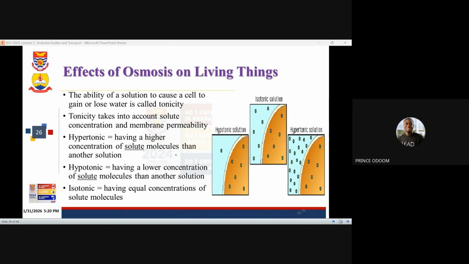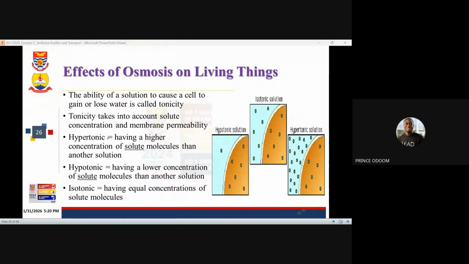So that is tonicity. You cannot just see one solution lying down in the lab and say, hey, this is a concentrated solution, this is hypotonic, this is hypertonic, this is isotonic. No, you can only determine whether a solution is hypertonic, hypotonic, or isotonic when you compare with another solution. Are we getting it? So tonicity takes into account solute concentration and membrane permeability, but you can only ascribe it when you compare. I hope you are getting it.